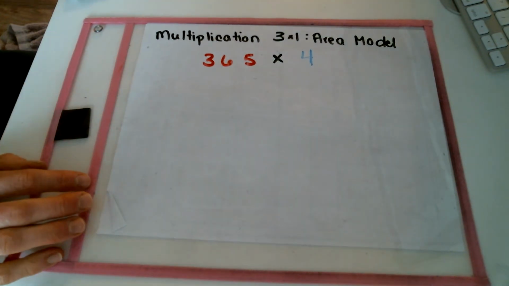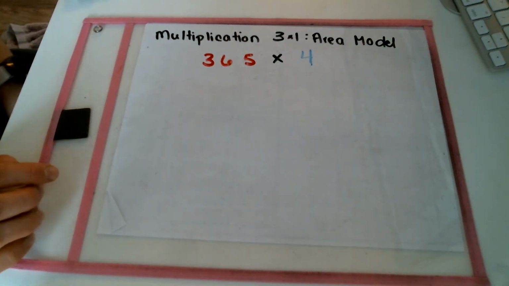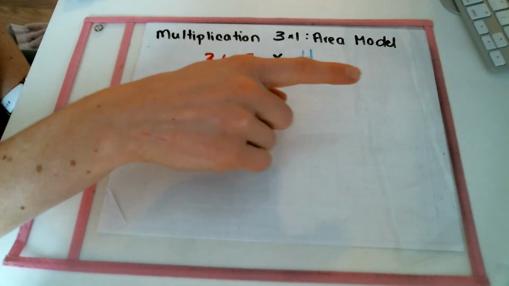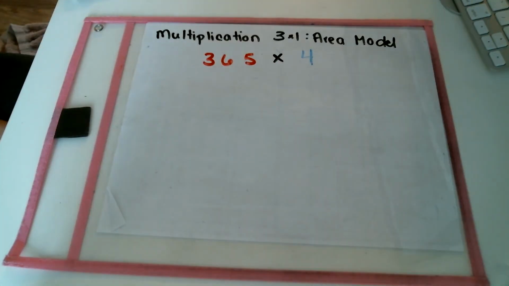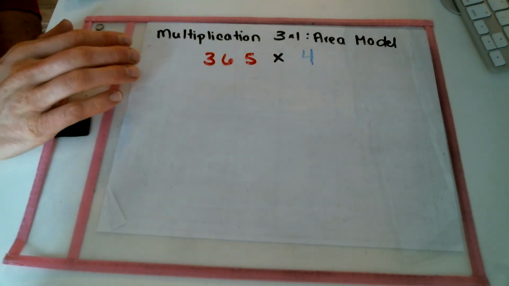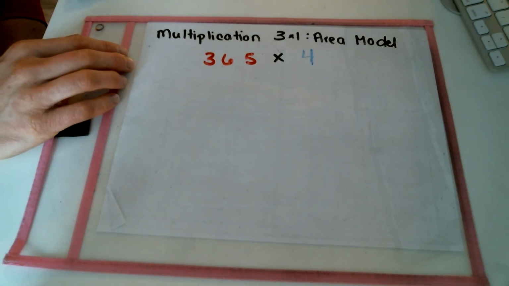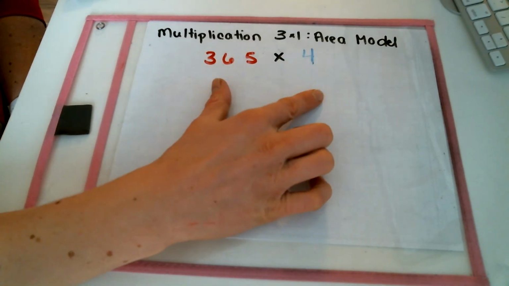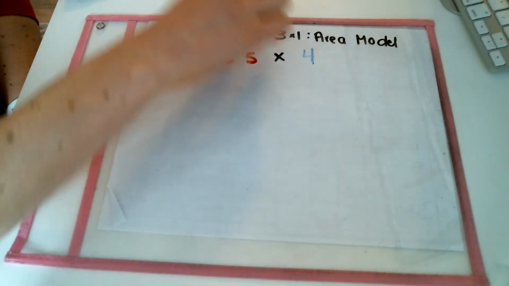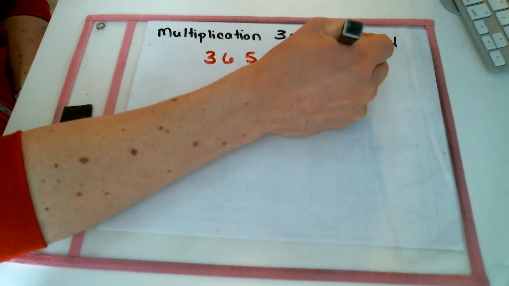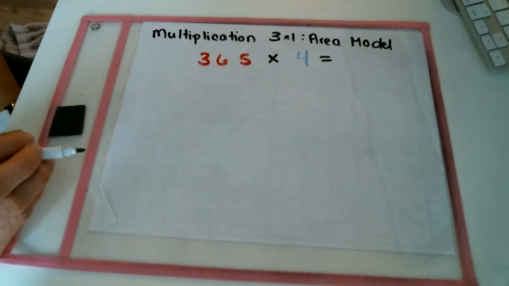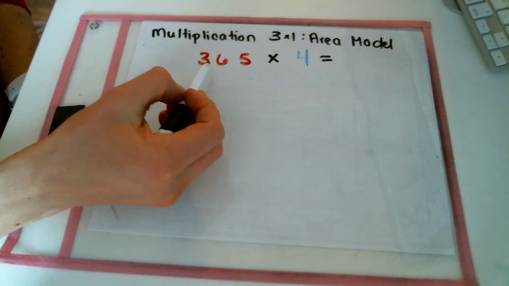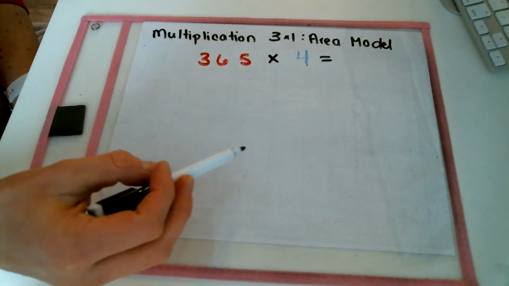Hey everyone! In this video, we are going to be looking at how to multiply a 3-digit by a 1-digit number using the area model. I have written the problem 365 times 4. These are my two factors, and I'm going to need to multiply my two factors together to find a final product. I don't know my final product yet, and in order to solve this, I'm going to need to break apart my number, draw the rectangle, and solve.